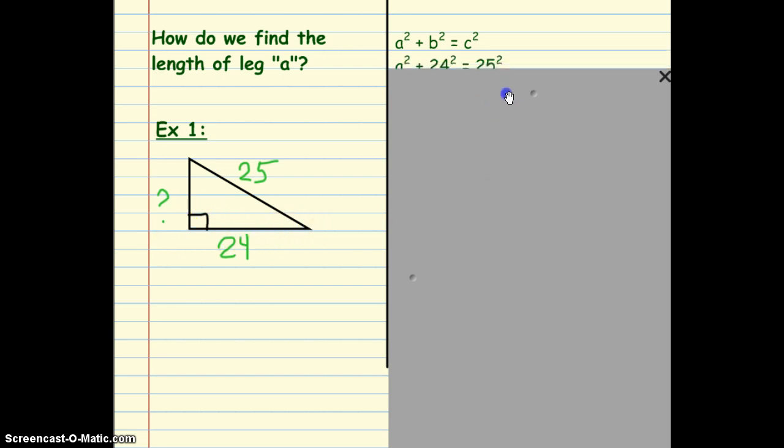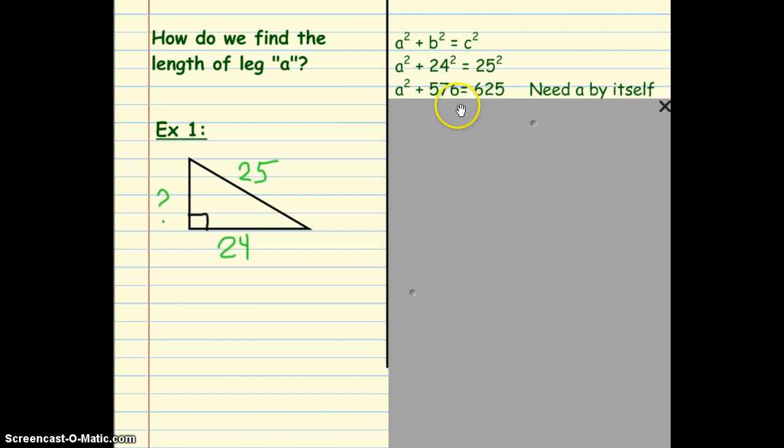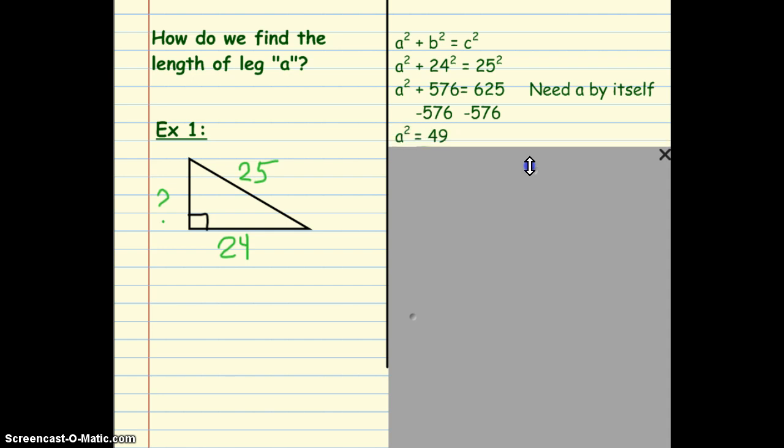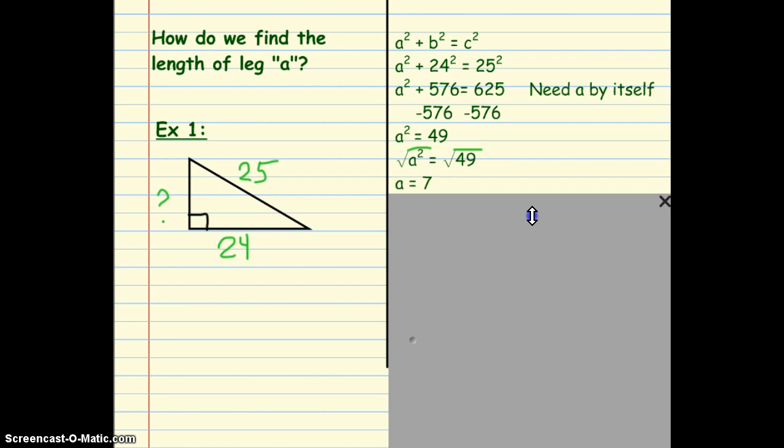So when we fill it into our Pythagorean theorem, we're going to have A squared plus 24 squared equals 25 squared. Alright, square those numbers. We get A squared, 24 squared is 576. 25 squared is 625. So to solve this one, we need to get A by itself. Well, right now we've got this 576 hanging out with it, so we need to get rid of that. So we'll subtract 576 from both sides. So now we have A squared equals 49. We don't want A squared, we just want A. So taking the square root of both sides, that means A, our shortest side, has a length of 7.